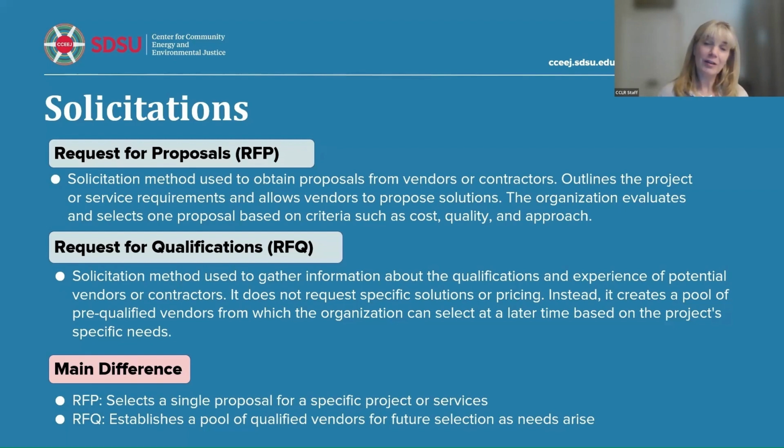I am a fan of the RFQ because it gives you choice. It does have some extra steps in it, but you do have the ability to pick amongst your qualified vendors or contractors. So the main differences are below here. You select a single proposal for a specific project or service. RFQ establishes a pool of qualified vendors for future selection as needs arise.